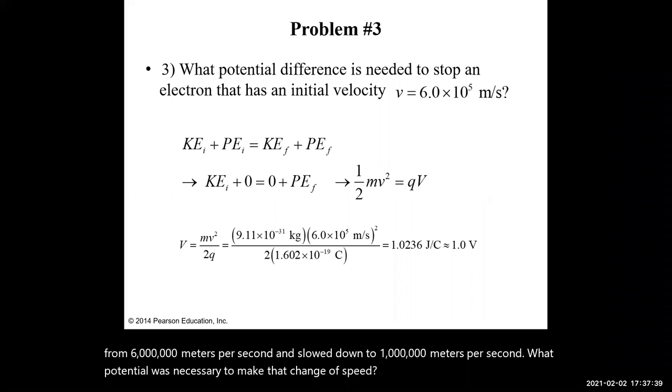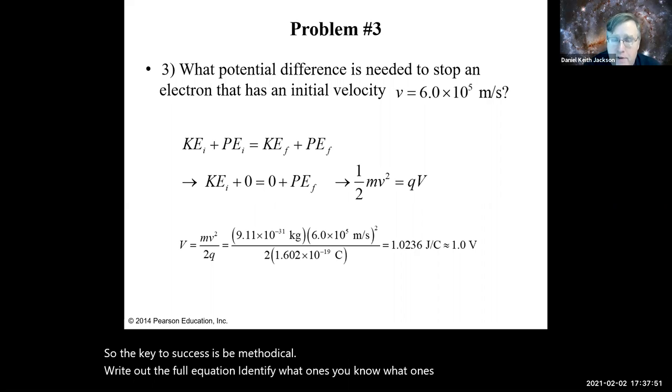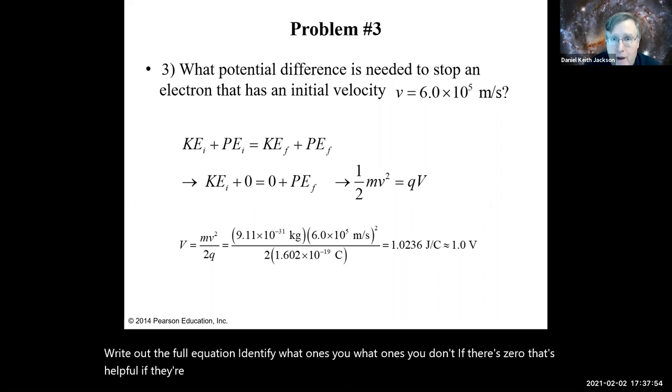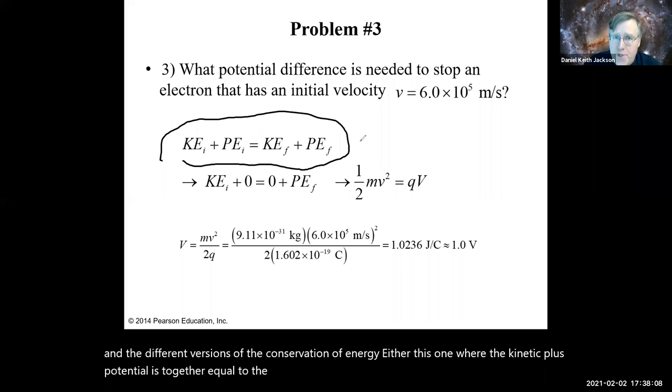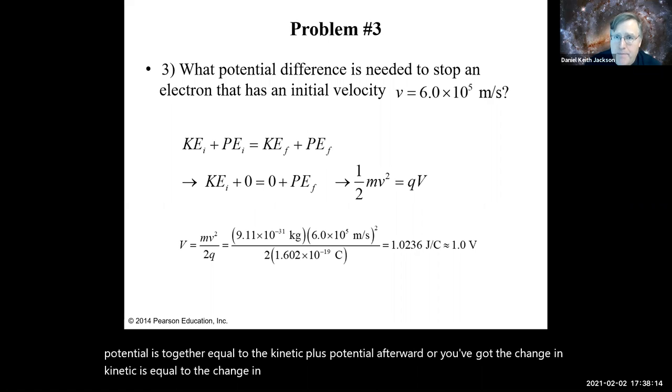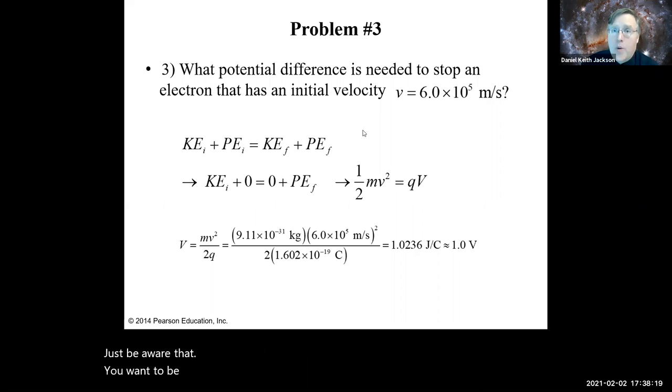Okay, makes sense. So the key to success is to be methodical, write out the full equation, and identify which terms you know and which you don't. If they're zero, that's helpful. If they're not, you just live with it. But you always are paying attention to the different versions of the conservation of energy. Either this one, where the kinetic plus potential together equal the kinetic plus potential afterward, or the change in kinetic is equal to the change in potential. Either way you do it, just be careful about identifying what is known and what is unknown.